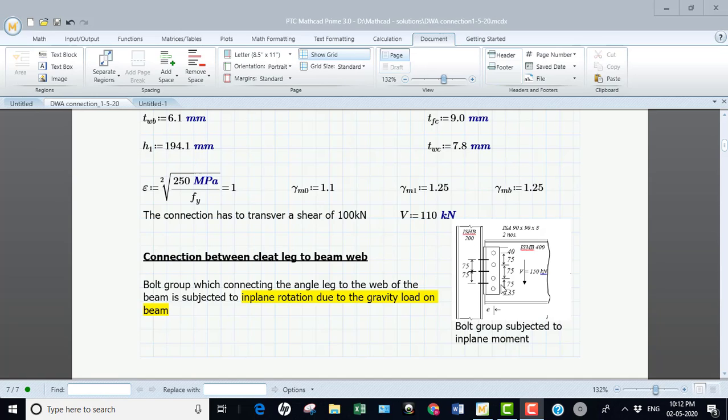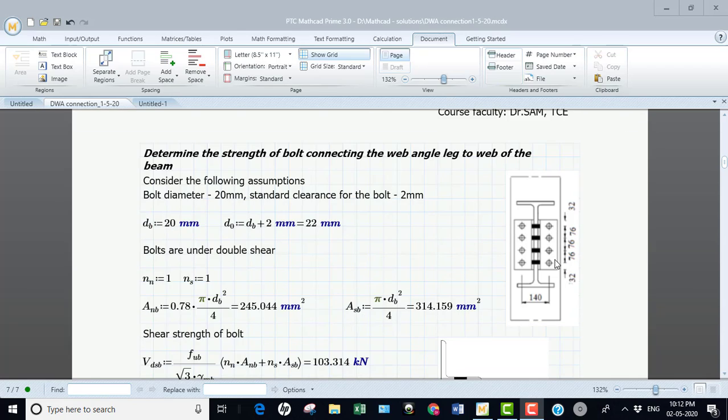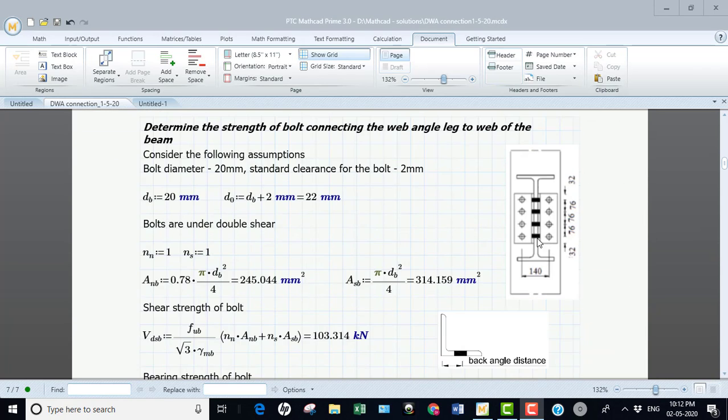Before calculating the critical bolt resultant force, we'll calculate the bolt strength in that bolt group. Here I show the bolt group I have taken to calculate the strength of the bolt. Here is one cleat, and at the back of the web of the beam is another cleat. This is the web of the beam. Here it is a cleat, and here it is a cleat. Under this arrangement, I'm going to calculate the strength of the 20 mm bolt.